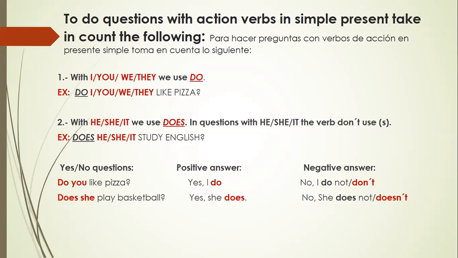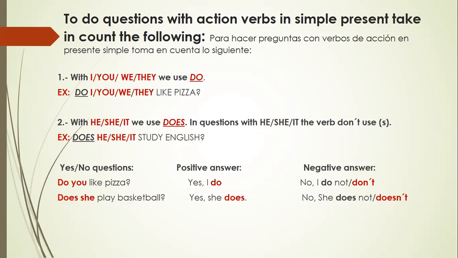For example, do I like pizza, o puede ser, do you like pizza, ¿te gusta la pizza?, do we like pizza, do they like pizza. Entonces, con esos pronombres, I, you, we, and they, okay, we use the auxiliary do at the beginning of the expression or of the sentence. Entonces, utilizamos con estos pronombres el auxiliar do al principio de la oración, okay? Another important thing that you have to take into account when we are going to use yes, no questions. Entonces, la otra cosa que debemos tomar en cuenta cuando hacemos preguntas de sí o no es lo siguiente.